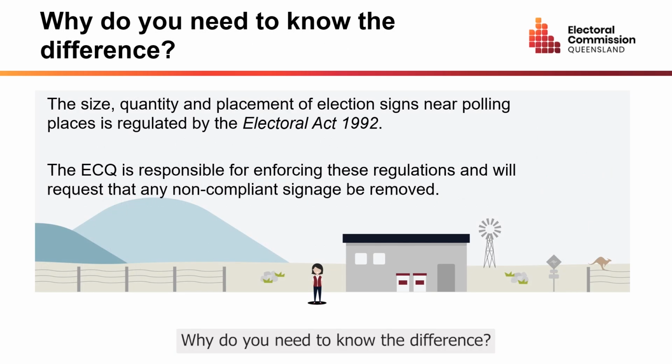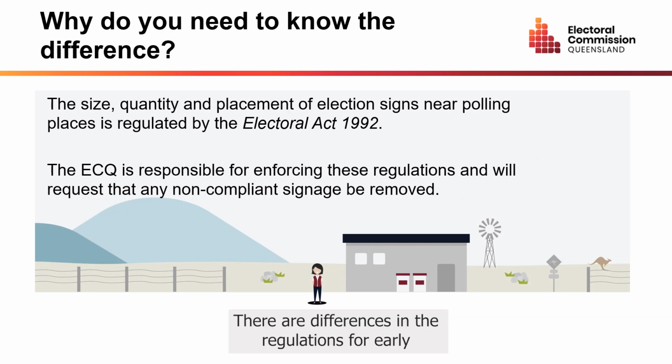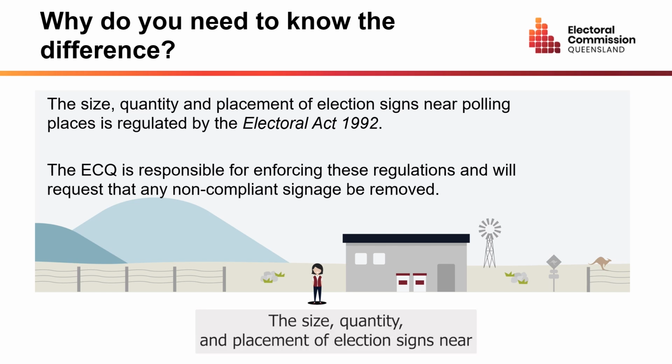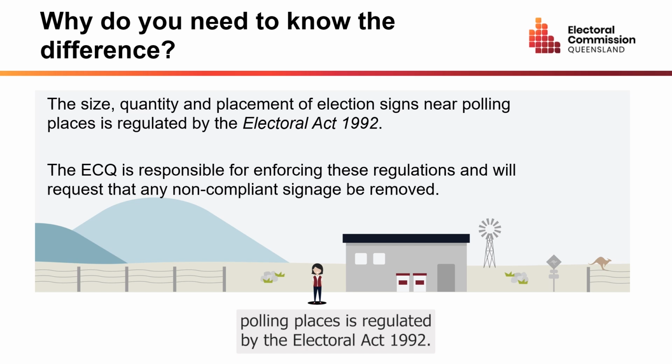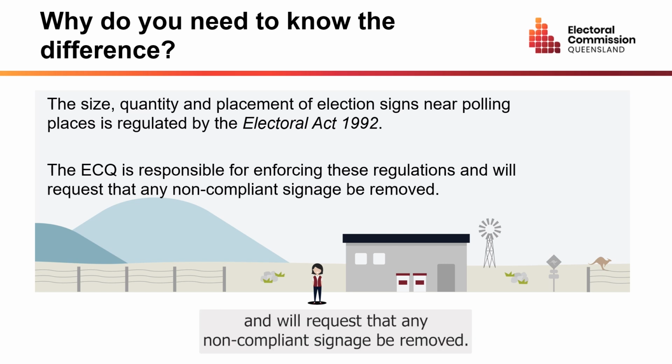Why do you need to know the difference? There are differences in the regulations for early voting locations and election day polling places. The size, quantity and placement of election signs near polling places is regulated by the Electoral Act 1992. The ECQ is responsible for enforcing these regulations and will request that any non-compliant signage be removed.